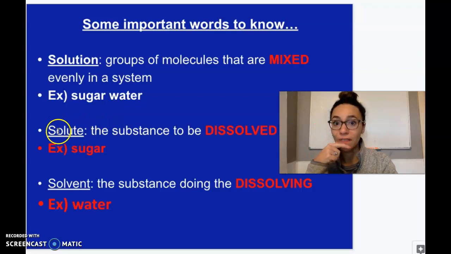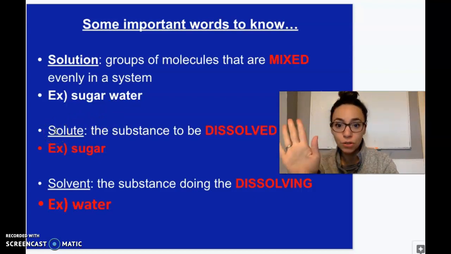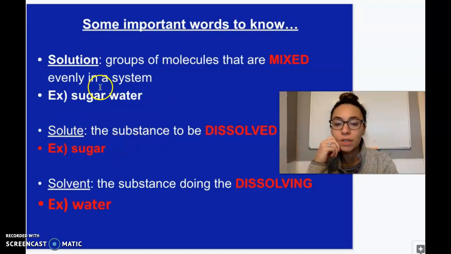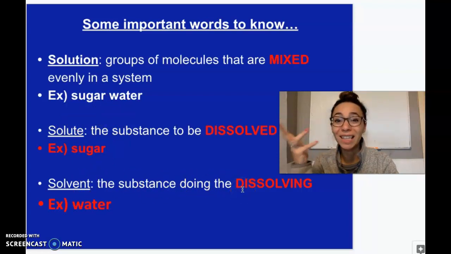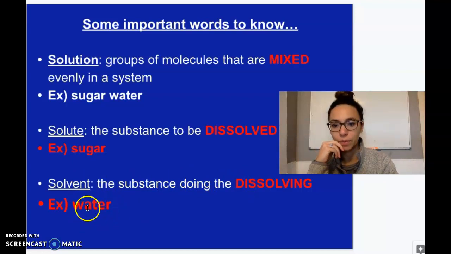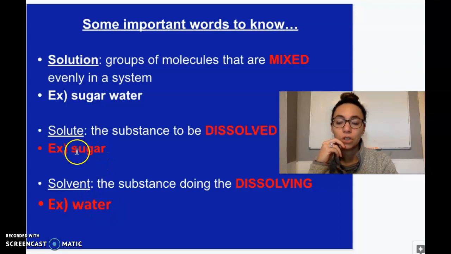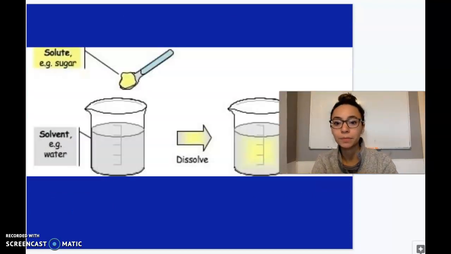So we've got a solute, which is the particle that's being dissolved. So usually the solid, which is sugar in this case, if we're talking about a sugar and water solution. The solute is sugar. The solvent is the substance that's doing the dissolving, so the liquid essentially. So in this case it would be water. So water is the solvent, solute is sugar, and we have a sugar-water solution. Okay, so 3 new words to make sure you write down.